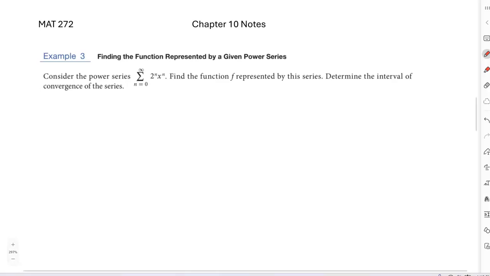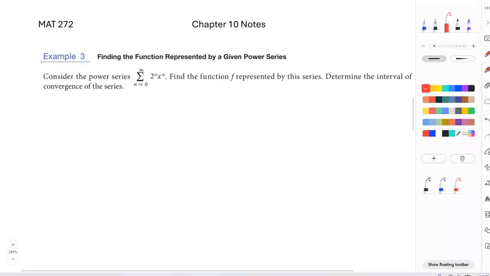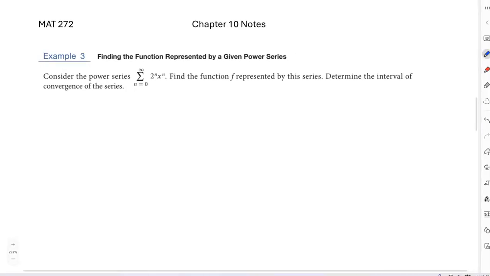Let's say we want to consider the power series, the sum from n equals 0 to infinity of 2 to the n x to the n, and we want to find the function f represented by that series, and then find the interval of convergence for that series. So here's what I see. I could rewrite that sum from n equals 0 to infinity. So I have 2 to the n x to the n, which is the same thing as 2x raised to the nth power.